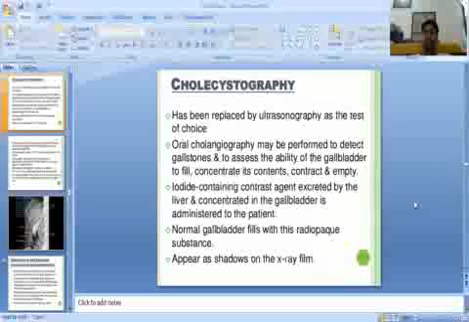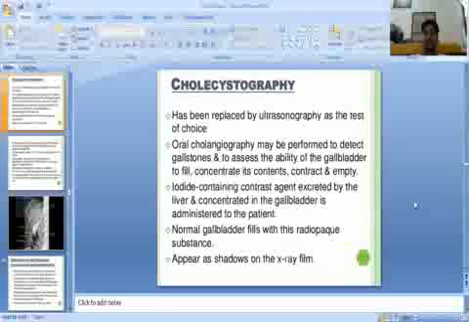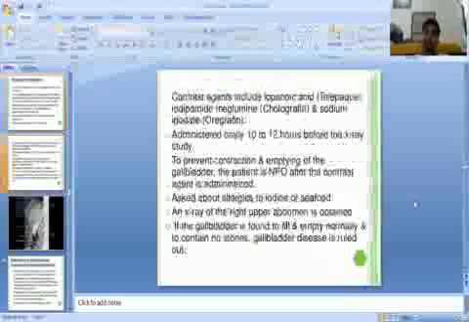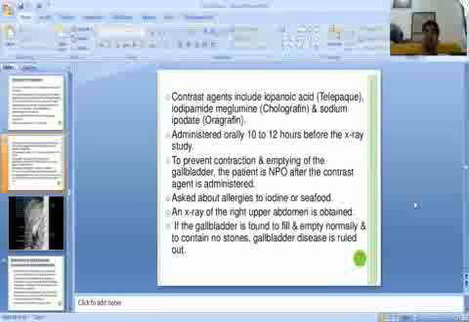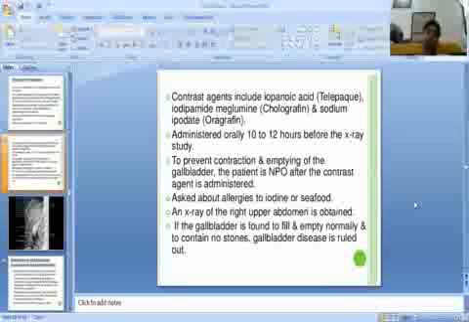Oral cholecystography may be performed to detect gallstones and to assess the ability of the gallbladder to fill, concentrate its contents, contract and empty. An iodine-containing contrast agent, excreted by the liver and concentrated in the gallbladder, is administered to the patient. A normal gallbladder filled with this radio-opaque substance appears as a shadow on the X-ray film. Contrast agents include iopanoic acid, iodipamide, meglumine, sodium ipodate, administered orally 10 to 12 hours before the X-ray study.